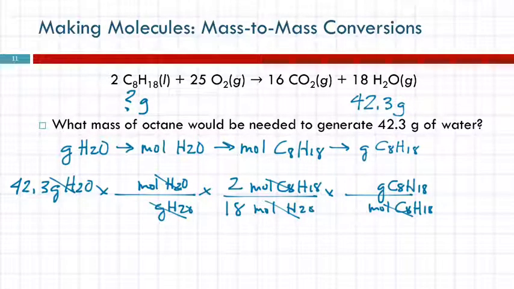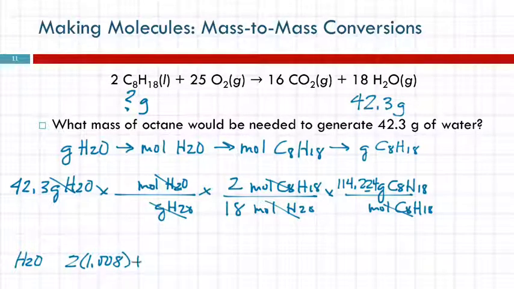Then I need molar masses. Well, in the previous problem, we calculated the molar mass of octane. It hasn't changed since then, so I'm just going to write it down. 114.224. And then we need the molar mass of water. So for water, 2 times 1.008 plus 16 is 18.016. Grams of water is equal to 1 mole of water.